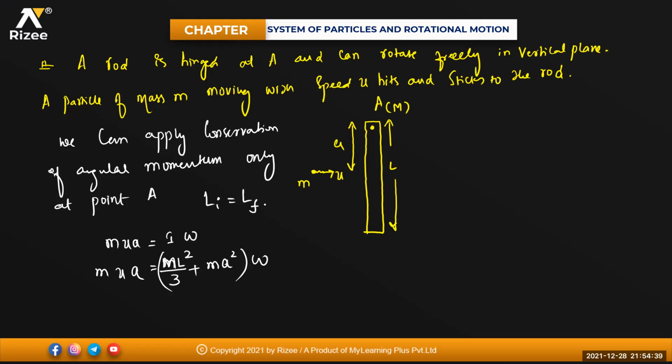So such types of models you will be getting a lot. So m into u into this perpendicular distance is equal to the moment of inertia about the rod, which has been hinged right now here. It is rotating about this one end. So moment of inertia I is equal to I CM plus m into r square. I CM is M L square by 3 plus m into A square, into omega. So simplify it, we'll get the answer for that one. It is one of the famous models that we need to remember.